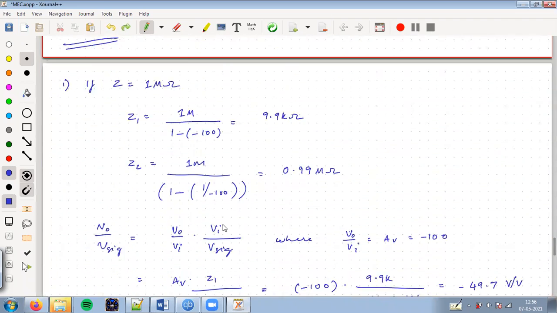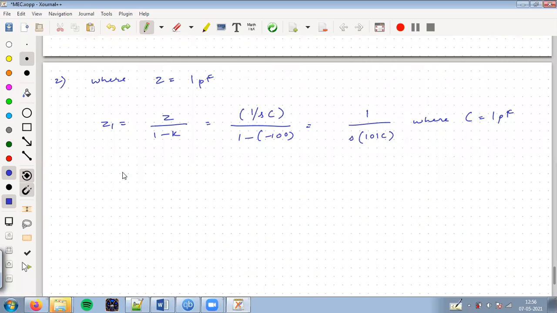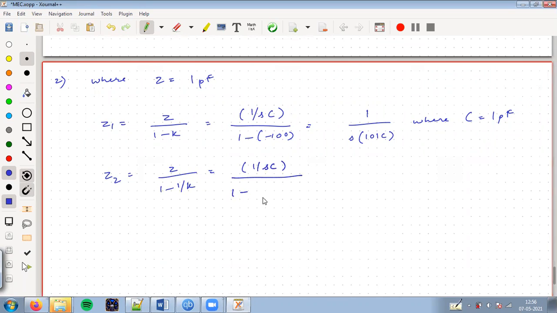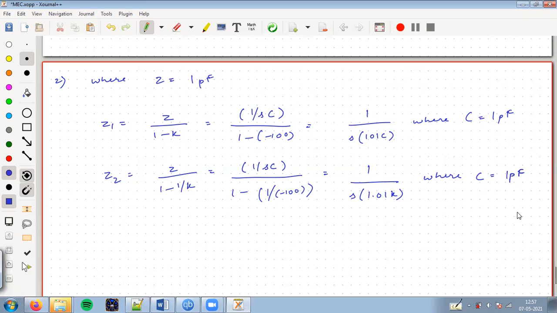Right. So again, Z2, which is Z by 1 minus 1 by K, is 1 by SC divided by 1 minus 1 divided by minus 100. So this will give me 1 by S into 1.01C, where again C is 1 picofarad. So Z1, Z2 I have found.